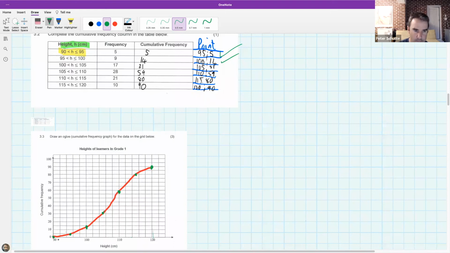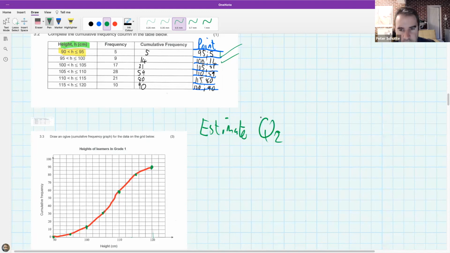I then put those points on a set of axes where the cumulative frequency is labeled on the vertical and the intervals, in this case we're talking about height, are labeled on the horizontal. What I want to do now is estimate the median of this data set using the ogive. So I'm going to estimate the median using the ogive.